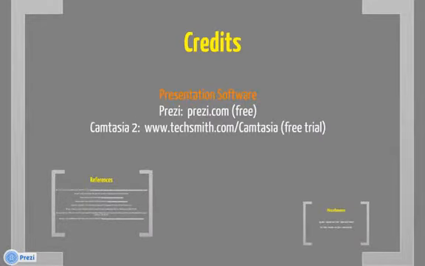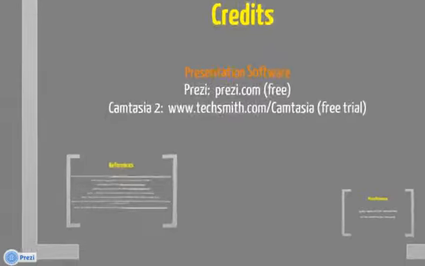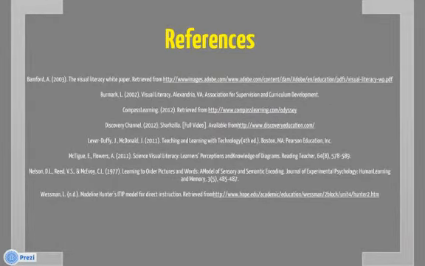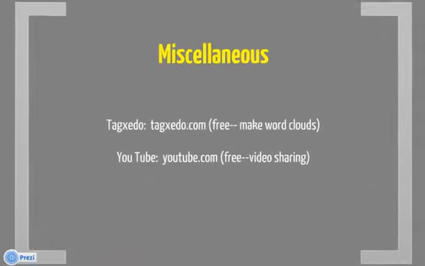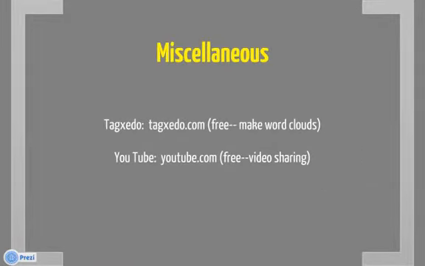This presentation was done on Prezi, which is a free web-based presentation maker. Camtasia 2 for Mac was also used to create and edit the presentation as a video. This software is unfortunately not free, but there is a free trial. Also, Tuxedo was used in the presentation. It is free and makes word clouds with shapes. YouTube was also used to upload the presentation.